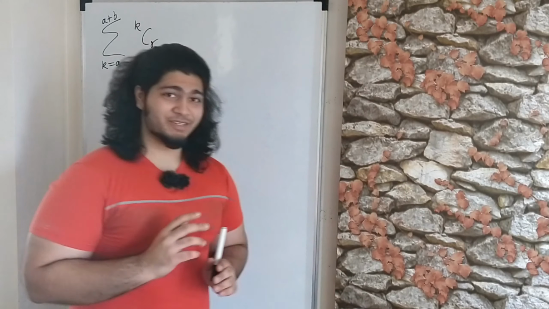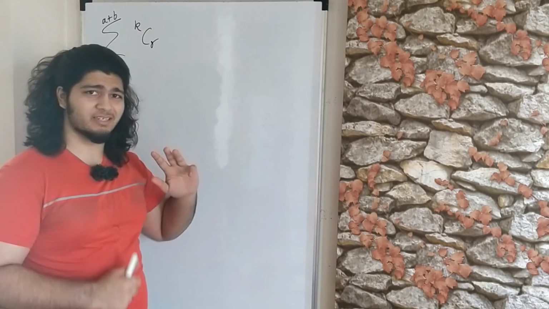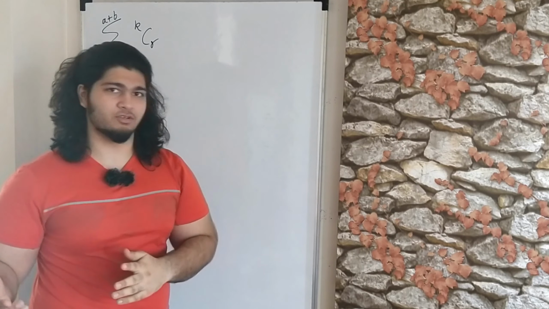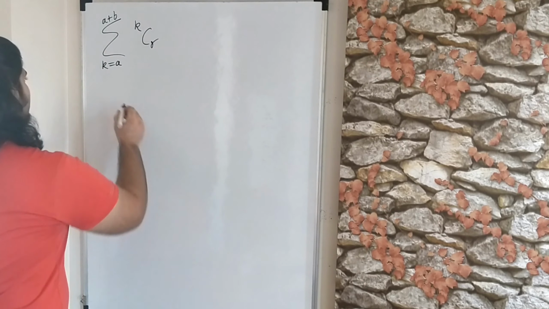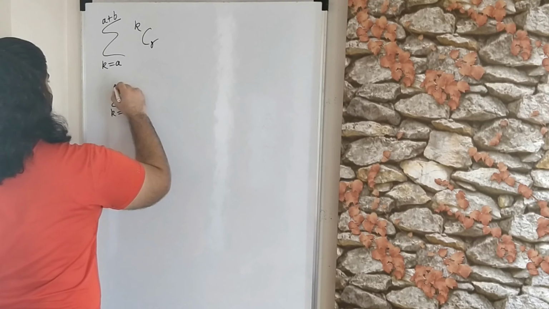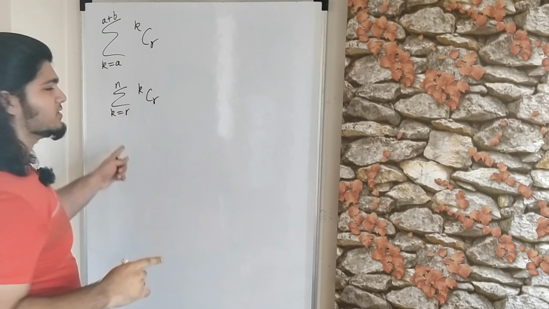Hey there. So today I'm going to be showing you my way of evaluating this sum, and this sum is actually pretty well known. This is actually a generalization of a well-known sum, rather. The more well-known sum is the sum from k equals r to, let's say, some number n of kCr. This sum is more well known.